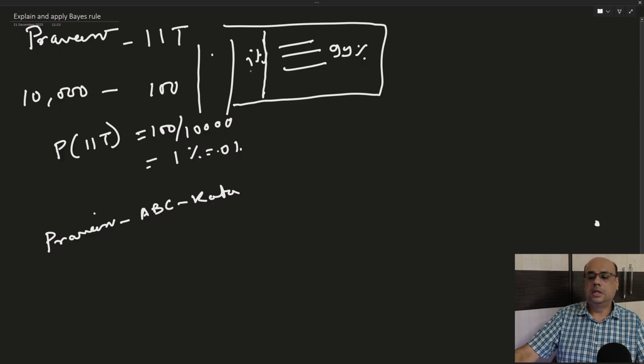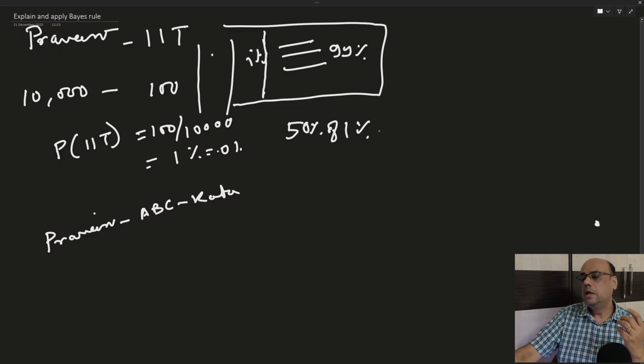Now, out of this 1%, let us take an educated assumption. Of the 1% of students who are making it to IIT, we can assume, for the sake of argument, that 50% of that 1% has taken coaching from ABC. So what is 50% of 1%? It is 50 by 100 into 1 by 100.